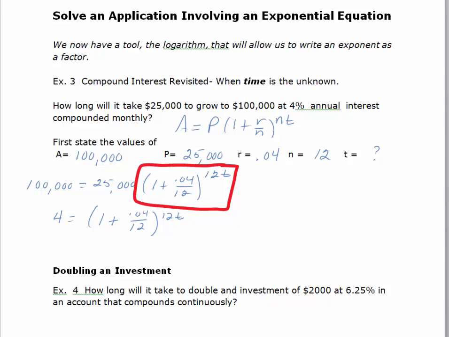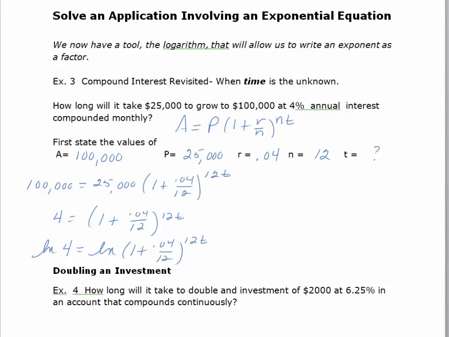Now, in order to get the variable out from that exponent, we use a tool, the logarithm. We're going to take the natural log of 4, and we're going to take the natural log of the right-hand side also. What that allows us to do is to bring that 12t down as a factor. So we're going to have the natural log of 4 is equal to 12t times the natural log of (1 plus 0.04 divided by 12).